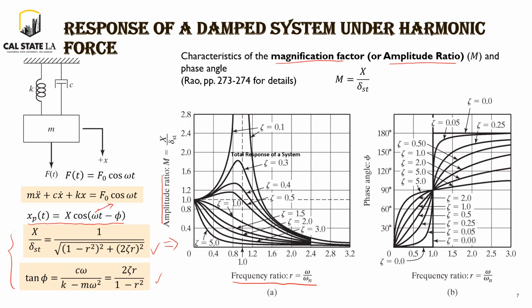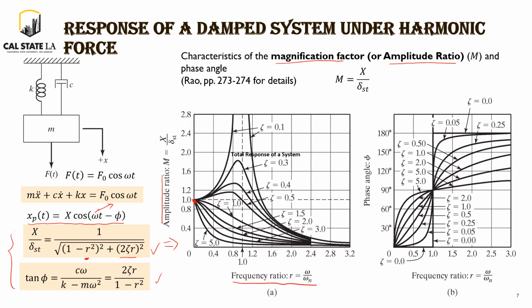Let's see what happens. If r is very small, by looking at this equation over here, this r squared becomes very small. 1 minus a very tiny number becomes 1, right? Here 2 zeta times r is also negligible. The amplitude ratio in that case becomes 1. So this is why at the beginning, when the frequency of the force is very small, the amplitude ratio is almost 1. So this is why we started from 1.